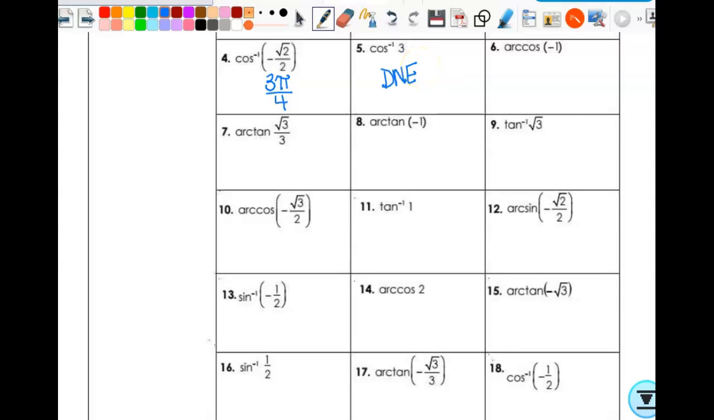Right? Arc cosine of negative 1. If you have a cosine value of negative 1, what is the angle? Pi.